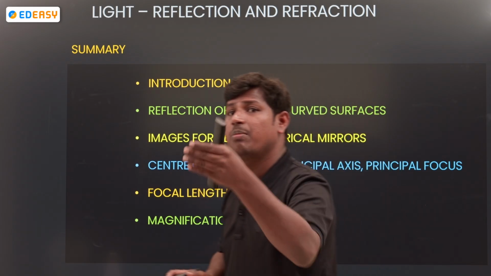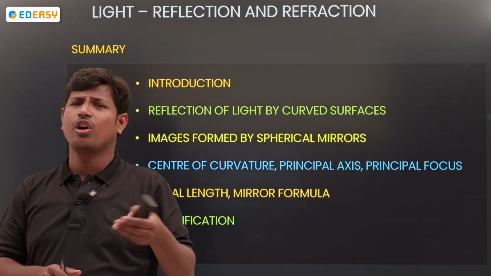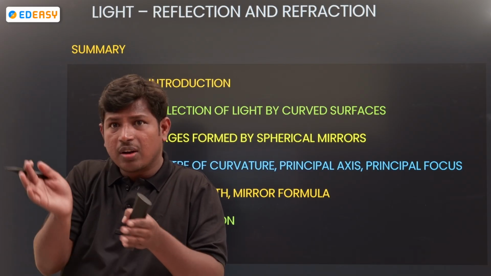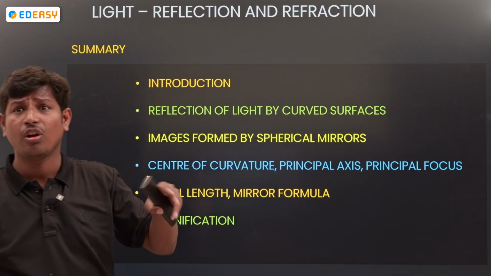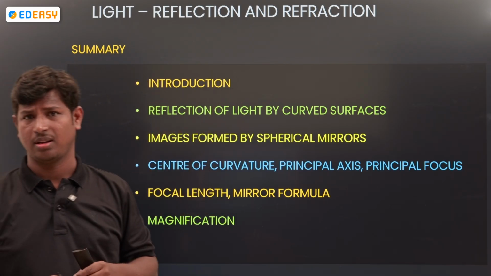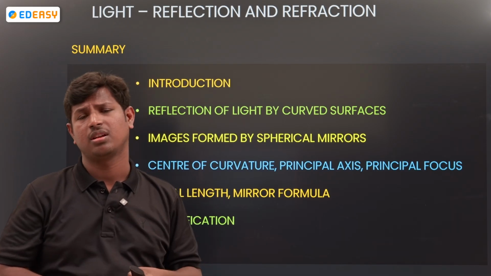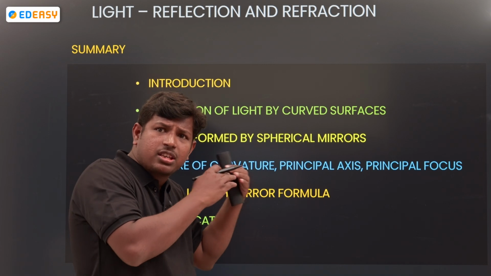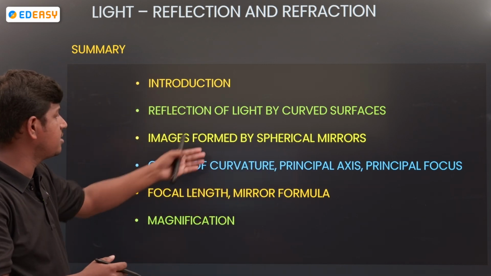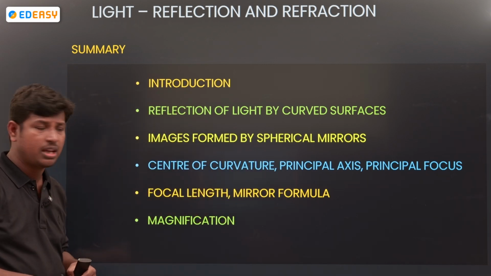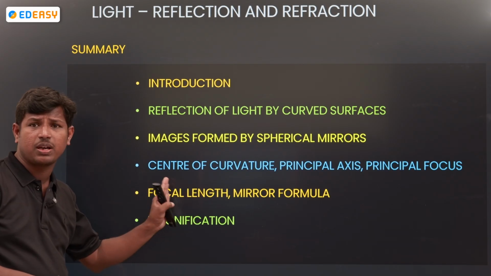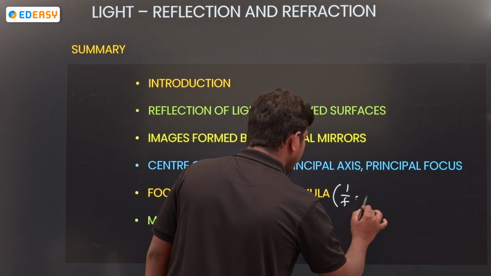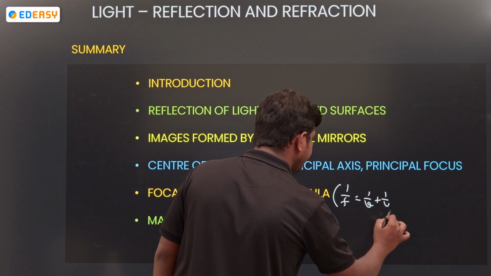Coming to spherical mirrors, what types are there? Concave and convex. Concave means bulged inward, the reflecting surface is inward. Convex means the reflecting surface is outward. Next, center of curvature, the center of the whole mirror, the principal axis, the ray passing through the pole and the center of curvature. The focal length is the distance from P to F, and the mirror formula is 1/f = 1/v + 1/u.